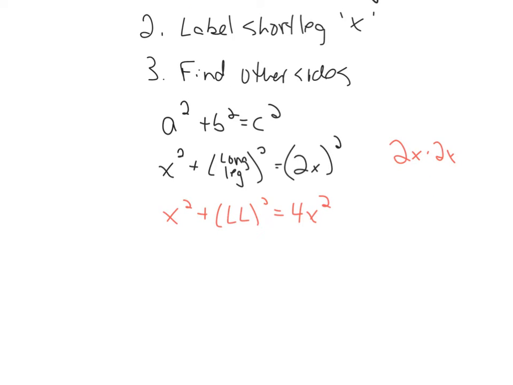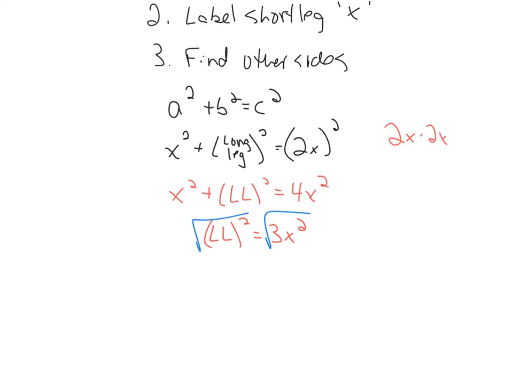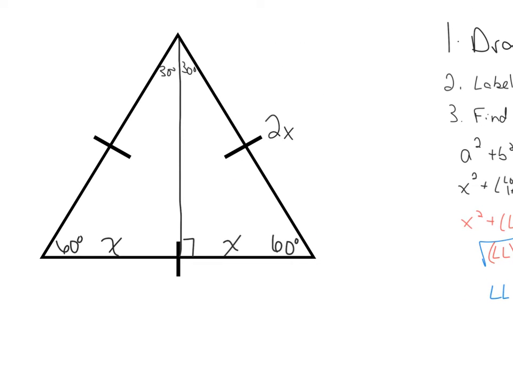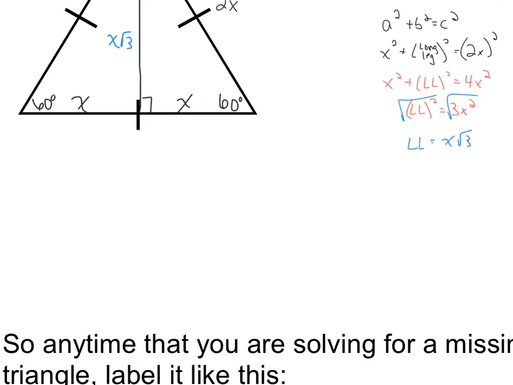Now I can subtract the x squared off the left side and put it on the right side. So I have the long leg squared equals 3x squared. Now I can take the square root of both sides, and I get that the long leg equals, we can take the square root of x squared, and it's x, but that 3 is stuck inside. So our long leg is x square roots of 3. Now, if you're not sure how I got that, that's not that big of a deal. What's important is that you know what the actual assignments are on each side.